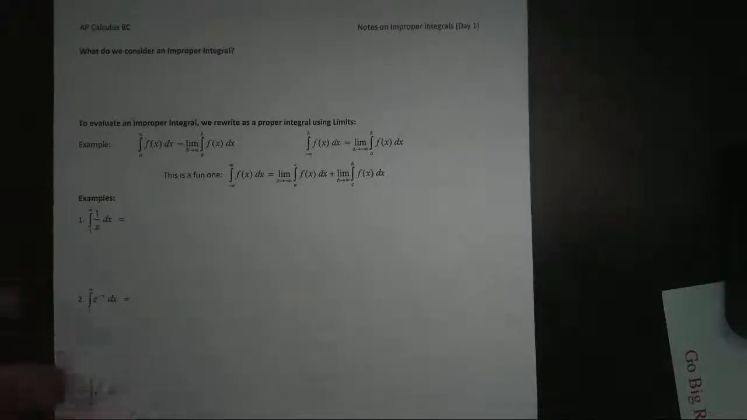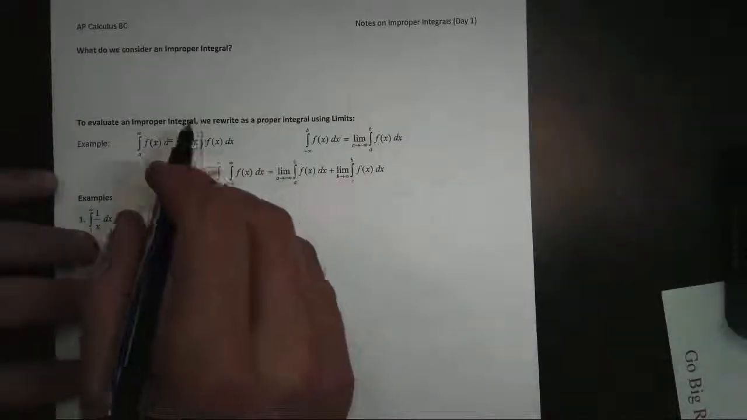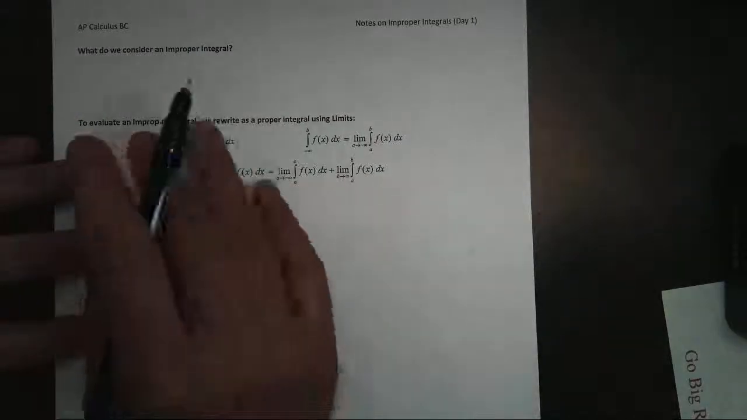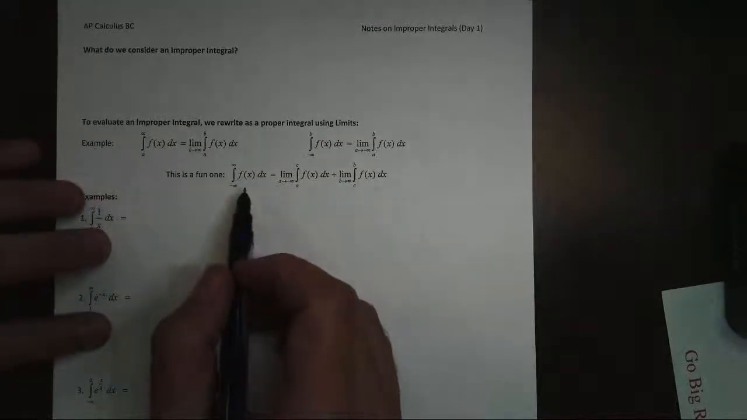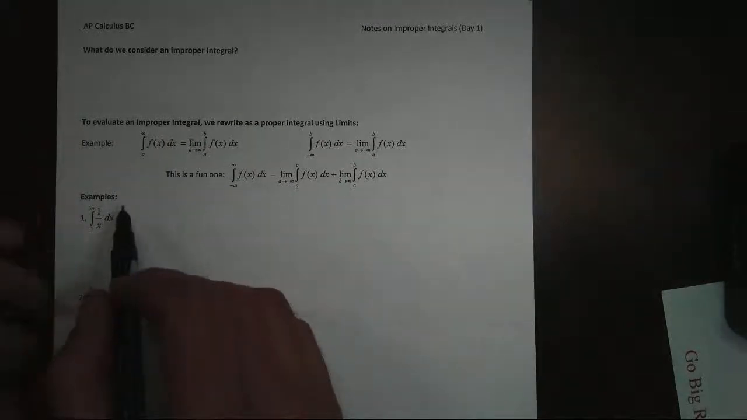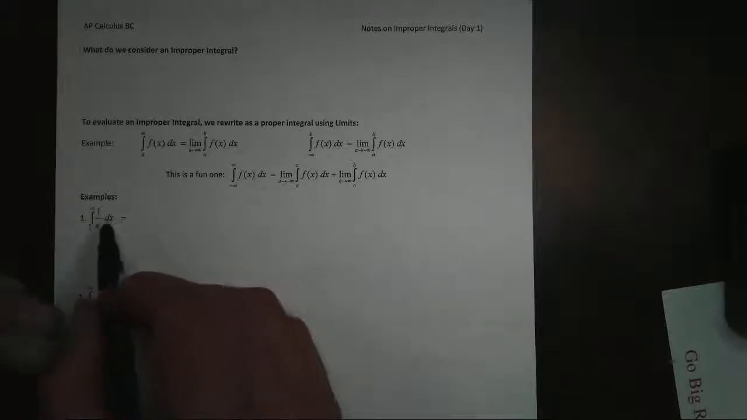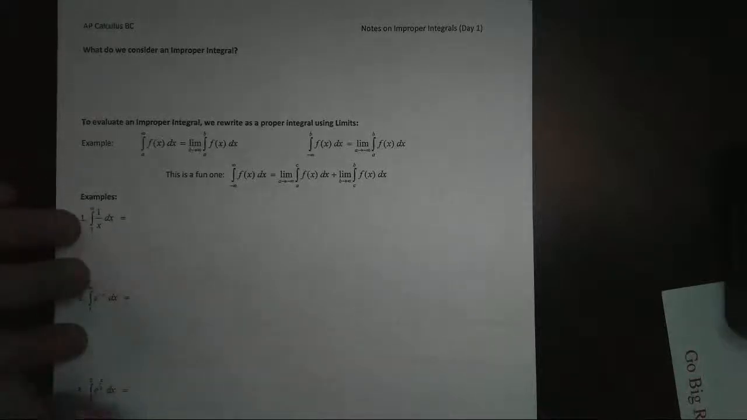So let's talk more about improper integrals. Now there's two types of improper integrals really. One, we have infinity in the domain. That's what we're talking about today. The other part is what happens if we're approaching an asymptote or something like that. We're going to talk about that tomorrow.